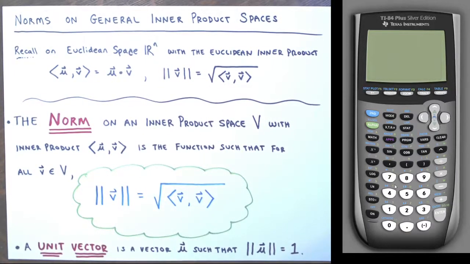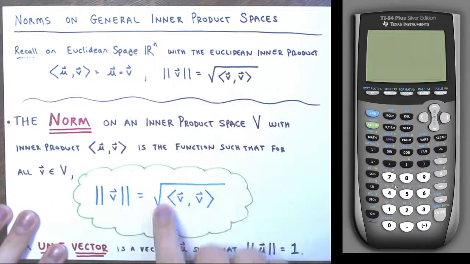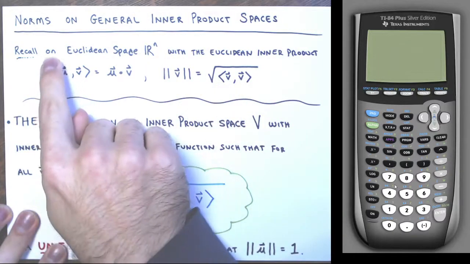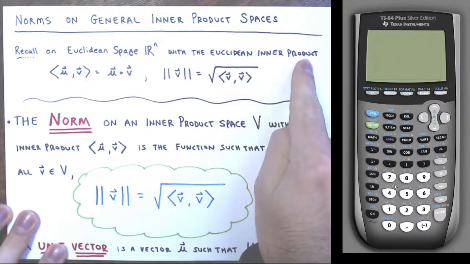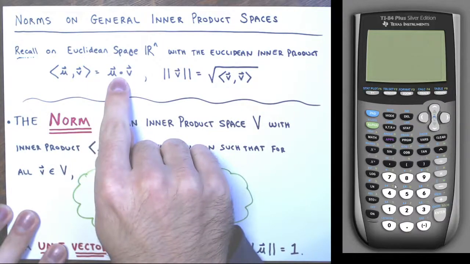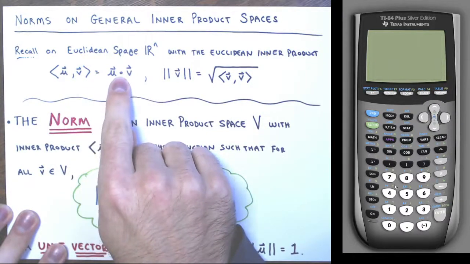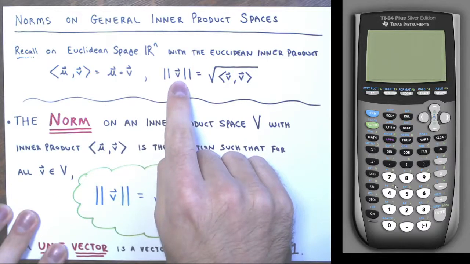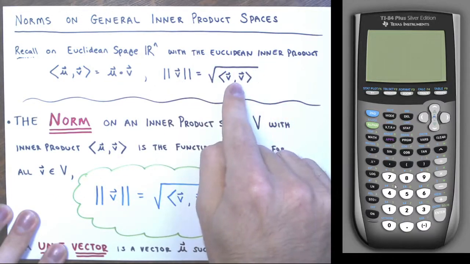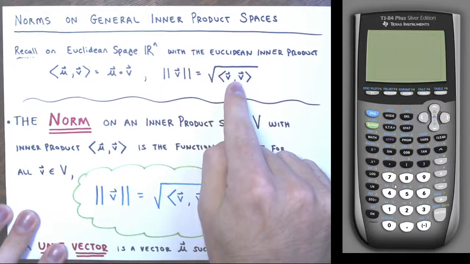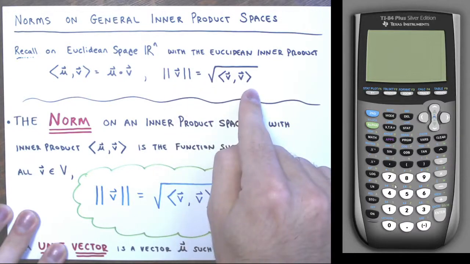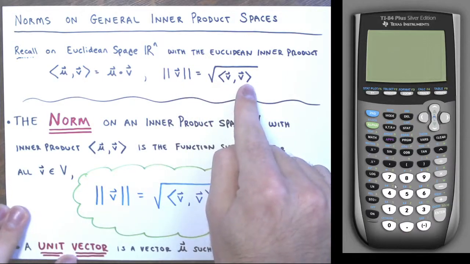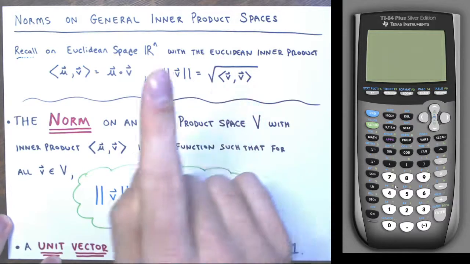Recall, going back to what I showed you earlier, that on Euclidean space Rn, with the Euclidean inner product or the dot product, the inner product of u and v is the dot product of u and v. The norm of a vector was the square root of the dot product of that vector with itself, or the inner product of that vector with itself. This will be generalized to any inner product space. This formula here is how the norm of a vector will be defined in any inner product space.